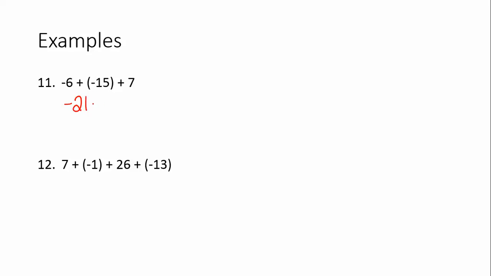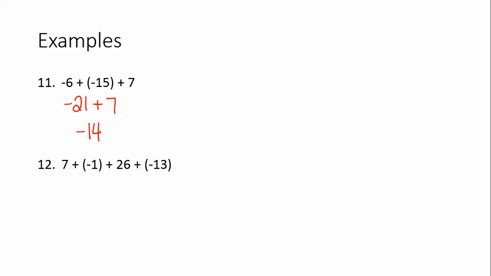And now I'm going to bring down the plus 7. Negative 21 plus 7. Now we have opposite signs, so in your head you're subtracting. 21 minus 7 is 14, and your answer should be negative because 21 is larger than 7 and 21 is negative.